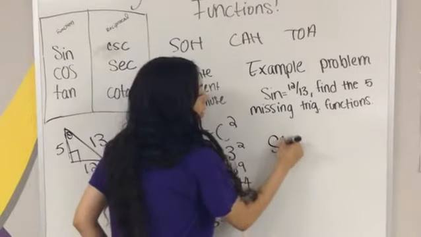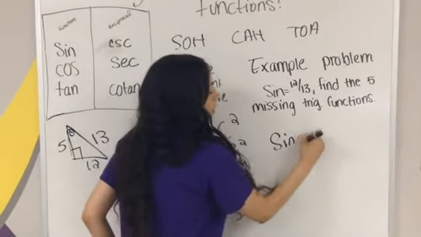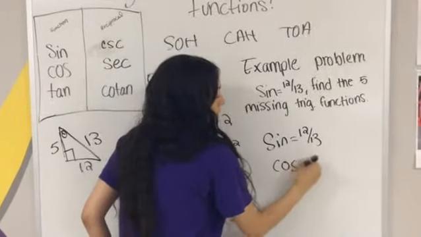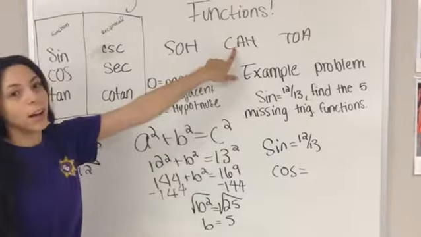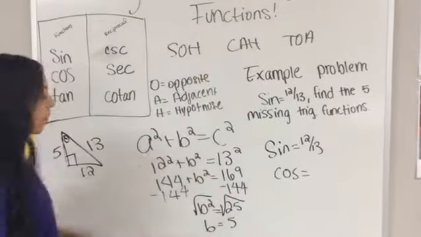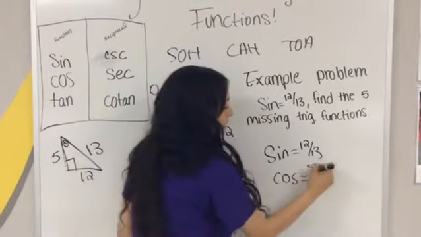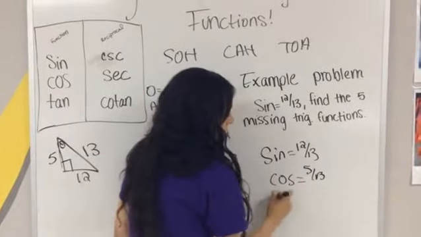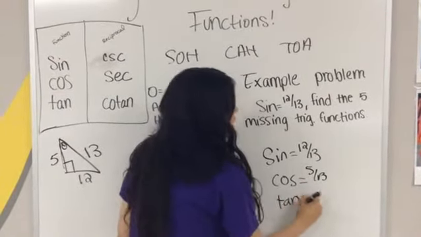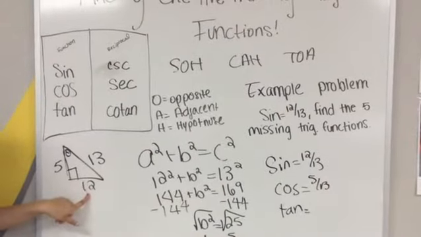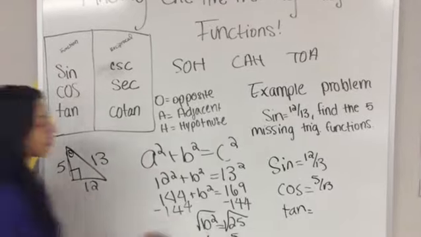So they already gave us sine, and sine was 12 over 13. And now cosine. Cosine is adjacent over hypotenuse, so 5 over 13. And then the tangent, or the TOA part of the equation, is opposite over adjacent, which is 12 over 5.